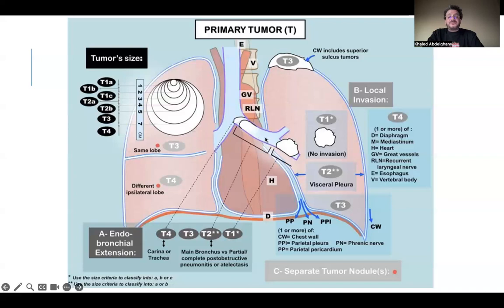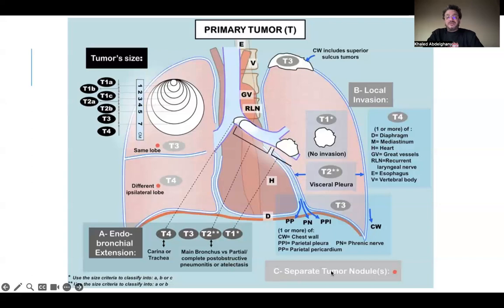What if the mass is involving the main bronchus? It will be T2 staging. What about the other factors? Local invasion. If there is local invasion, like our case, we have great vessels invasion. We have right pulmonary artery invasion. This is considered T4. So according to size, we are T4. We are T4 according to local invasion. Our mass is T1 according to endobronchial extension. We consider the highest T staging according to our collective criteria.